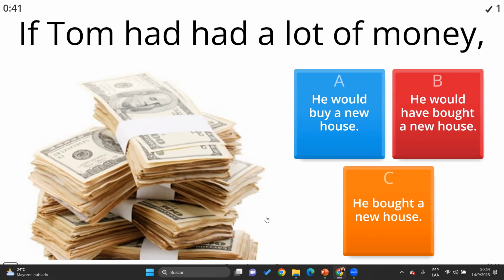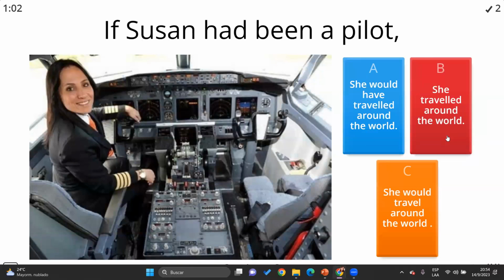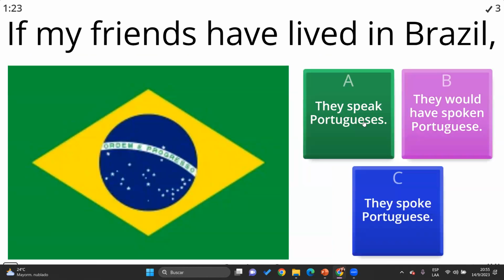Nelly: If Tom had had a lot of money, he would have bought a new house. Letter B. Exactly. Okay, and Delia: If Susan had been a pilot, she would have traveled around the world. Letter A. Yes, exactly. Let's see one more.